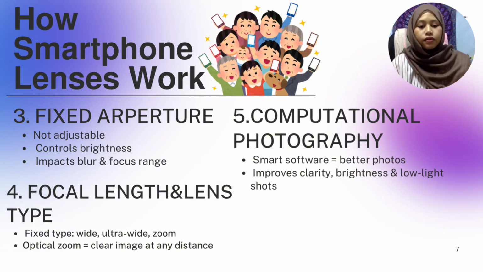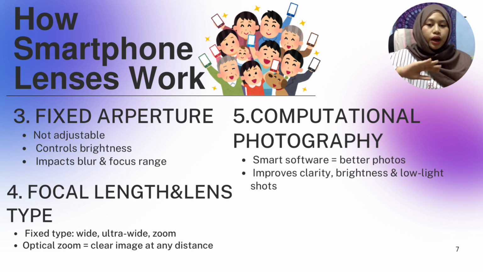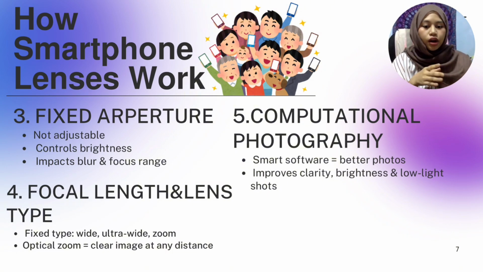That's why phones now come with multiple lenses, multiple cameras. Each lens has a different focal length. When you zoom in, the photo switches to the zoom lens. This is called optical zoom, and it keeps the photo quality clear, unlike digital zoom, which can make the image pixelated.